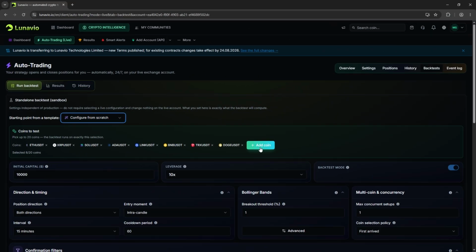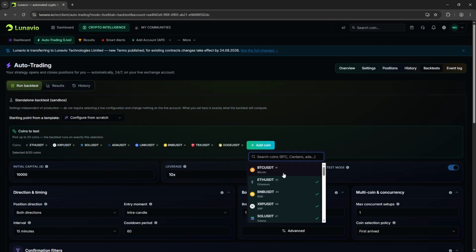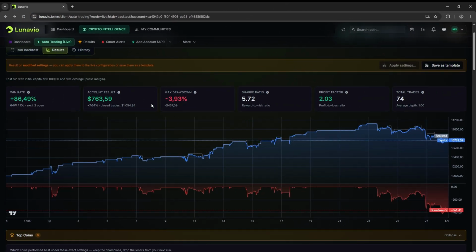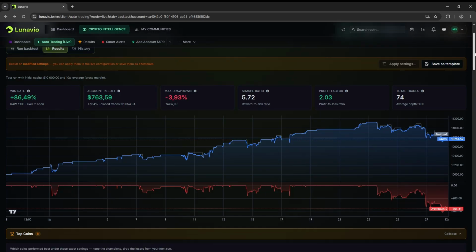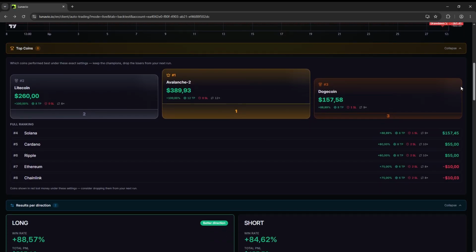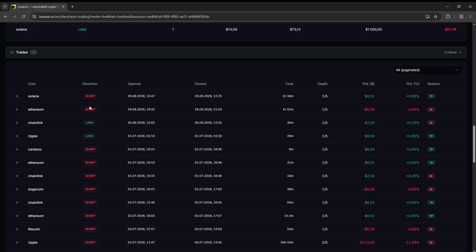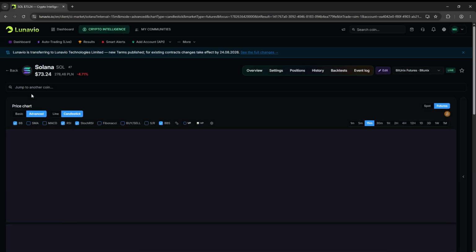You can run tests on multiple coins at the same time, then you can clearly see if a strategy ended up with profit or loss. You can see how many trades were actually played and which coin performed best. You can also check the list of all trades and analyze in detail when the positions were opened and closed.